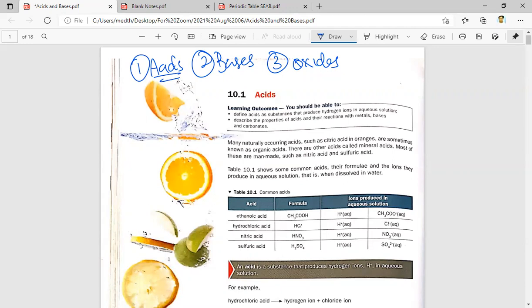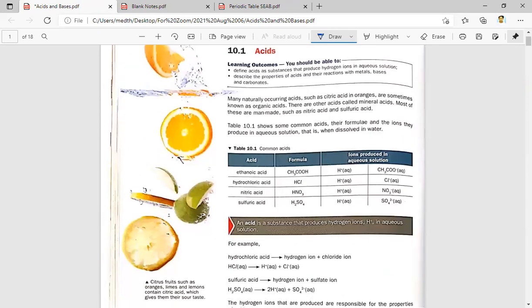Acids and bases and oxides actually belong to this whole category, which we call reactions. Because when you learn about acids and bases, you are going to look a lot into their reactions itself. Okay, so let's start.